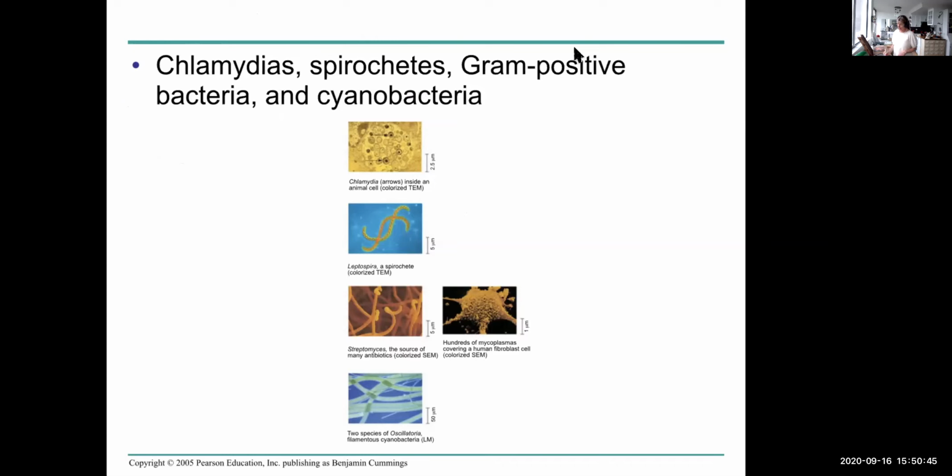Some other groups are the chlamydias, the spirochetes, gram-positive bacteria, and cyanobacteria. Chlamydia live inside animal cells. Here's a spirochete that you might find in an aquatic environment. Streptomyces, that's gram-positive. It's the source of many antibiotics. There are the cyanobacteria, and they're extremely common in freshwater and in saltwater as well.